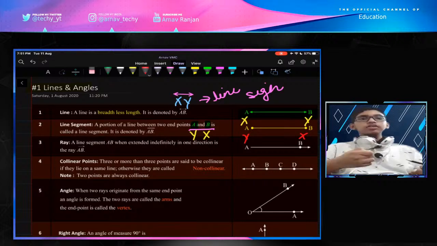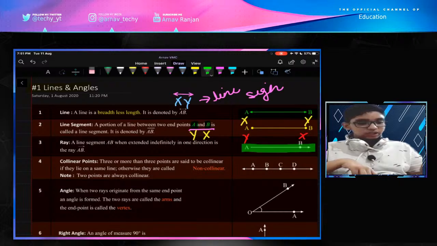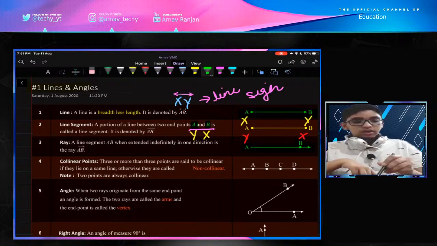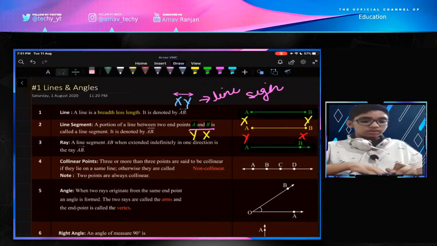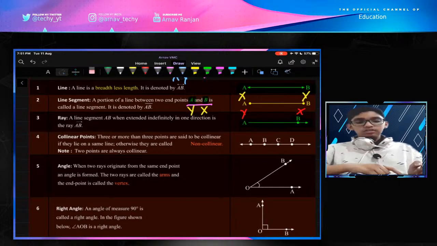Next we will talk about ray. We were talking about the ray only. So this is a ray AB. As you can see, it is extended only in one direction, in this direction. It can be extended only in one direction.